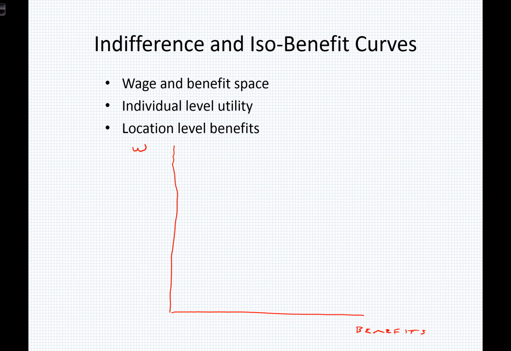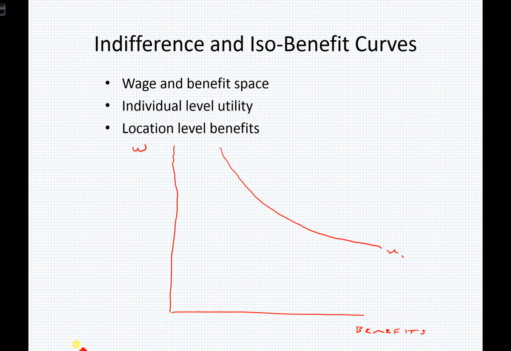Well, we know that in wage and benefit space, we're going to have an indifference curve for the worker that's going to look a lot like an indifference curve for a consumer in a goods market. And so it'll be downward sloping and it'll be convex. And so we'll think about this as indifference curve U1. Now, we might also think about the ISO benefit curve that exists for places like Hennifer, Utah.